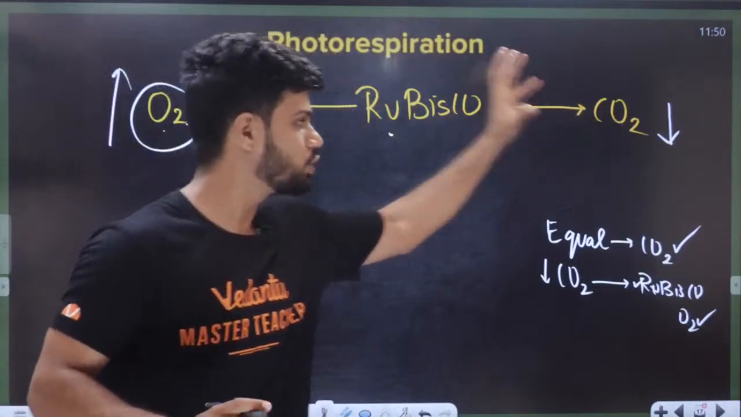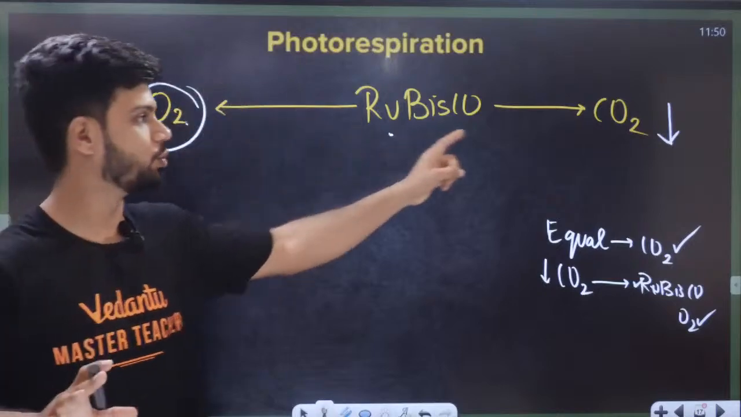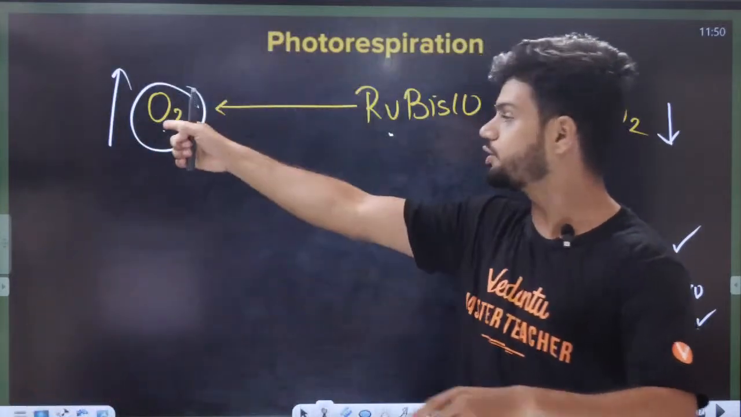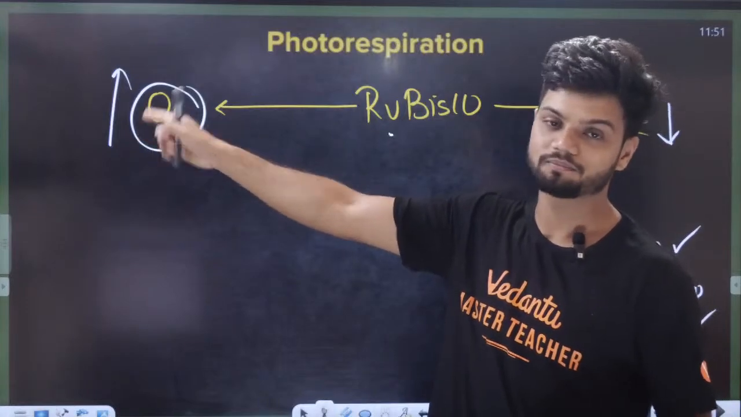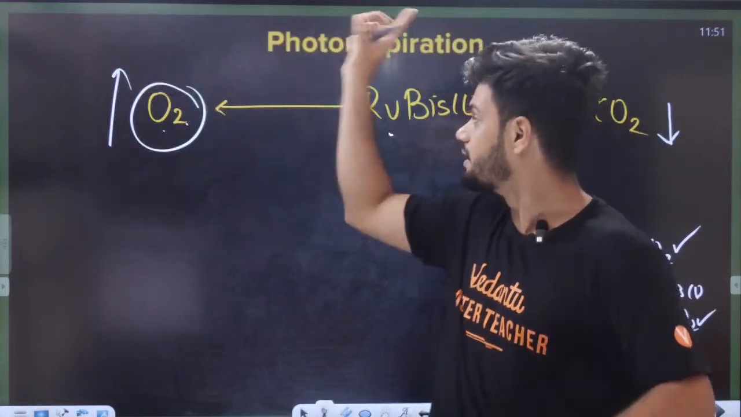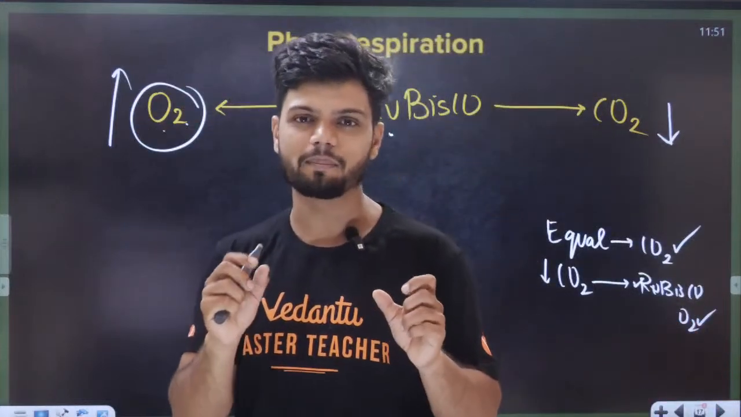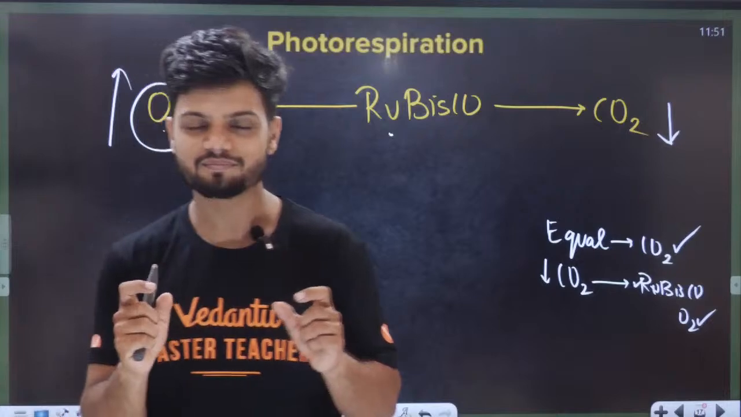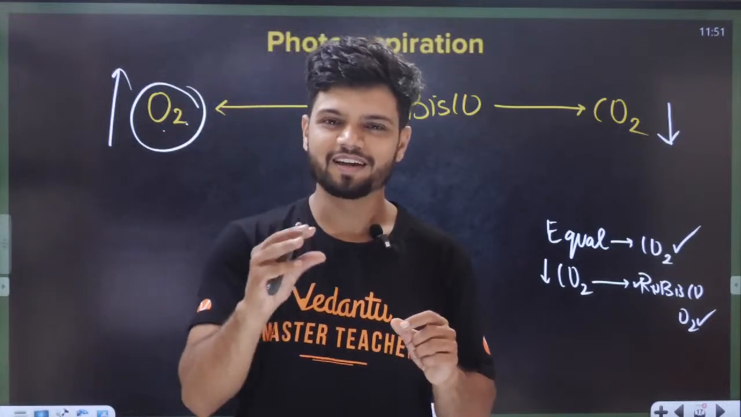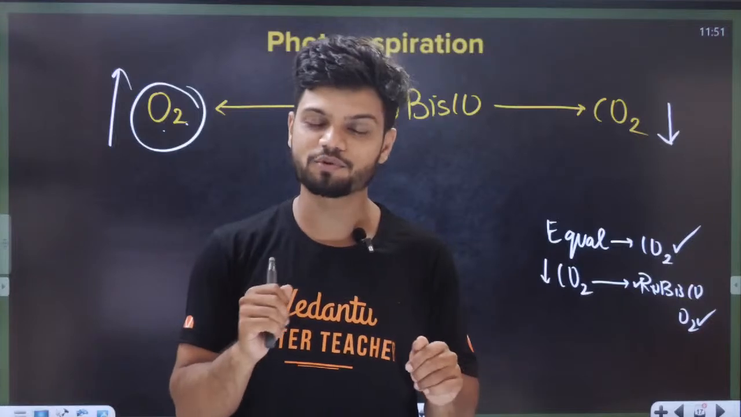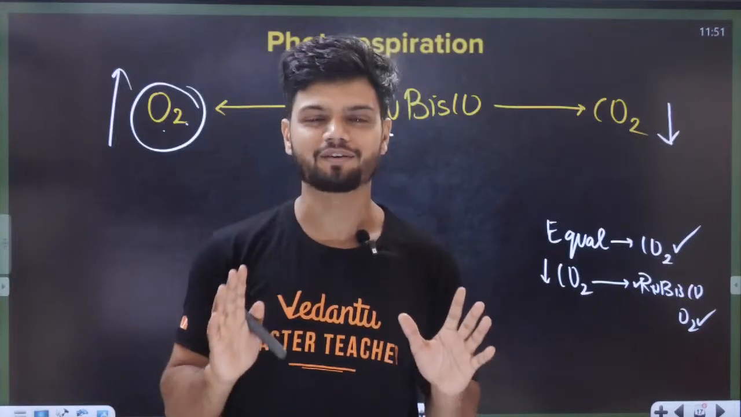Same thing is done by your Rubisco also. When CO2 and oxygen are equal in the atmosphere, it will go with CO2. As soon as CO2 is decreasing, Rubisco will run to oxygen. As soon as oxygen is increasing, again Rubisco will run with oxygen. So this Rubisco has some little mental issue. It will keep on changing its mind always.